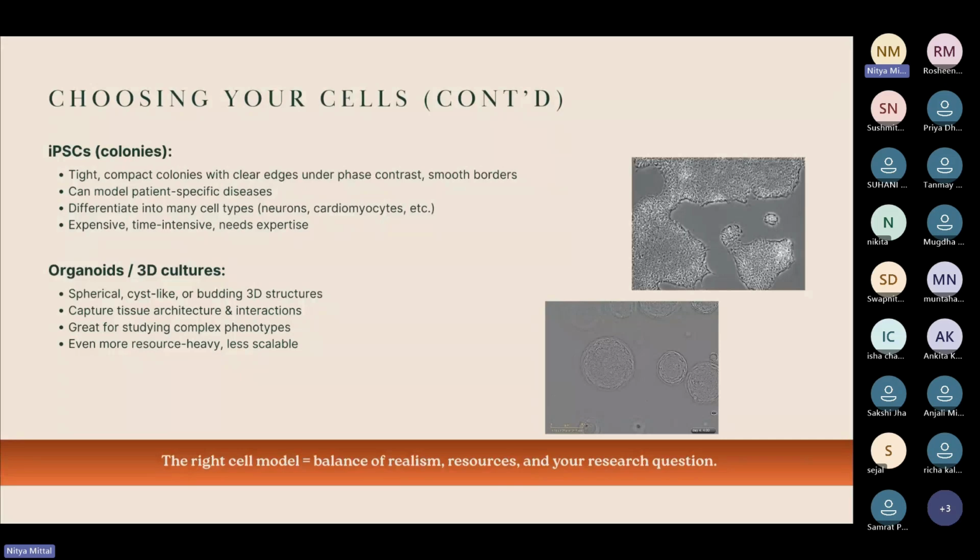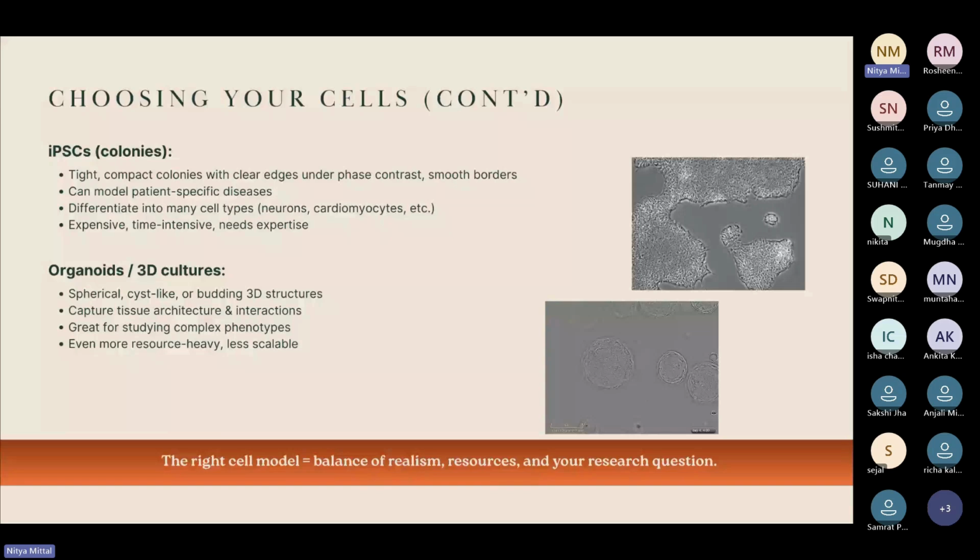And they actually capture tissue architecture in the best of ways. Great for studying complex phenotypes. They are even more resource heavy and much less scalable. This comes from my own personal experience as well. Organoids take a while to get there, and iPSCs become the first choice. Anybody who's considering organoids always goes to iPSC colonies as their first choice.